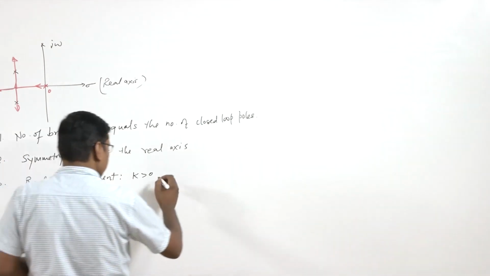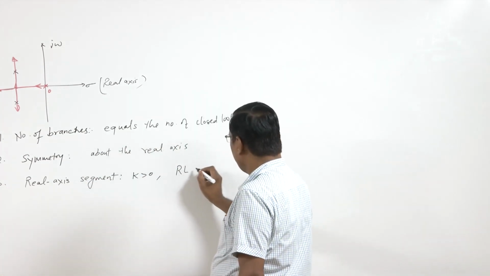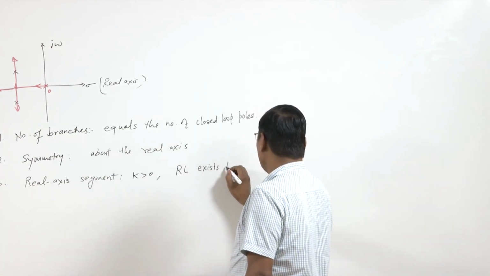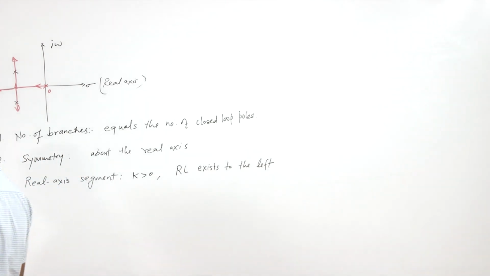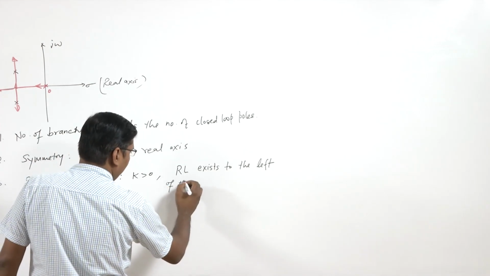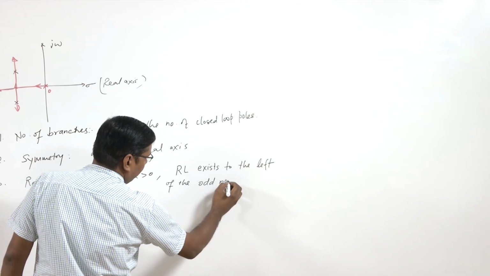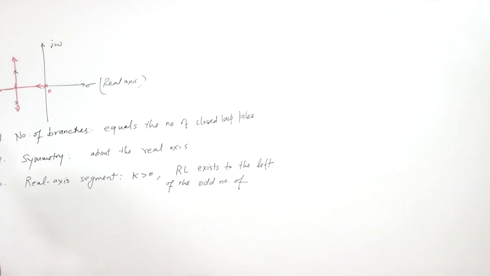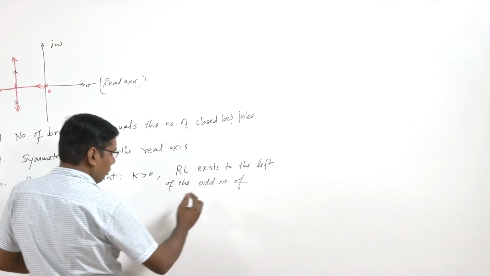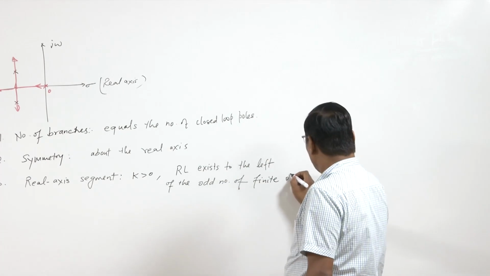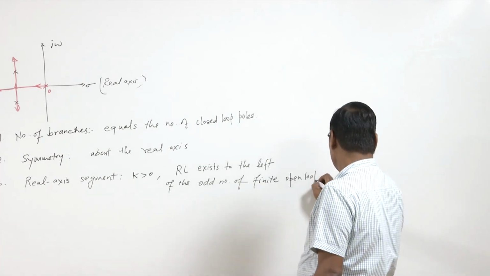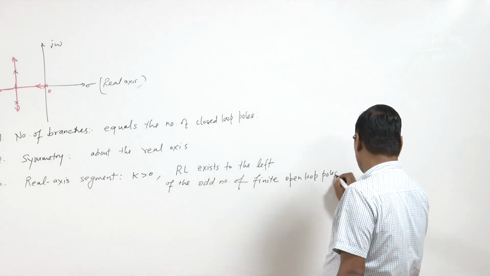So the root locus exists to the left of an odd number of finite open loop poles and/or finite open loop zeros.